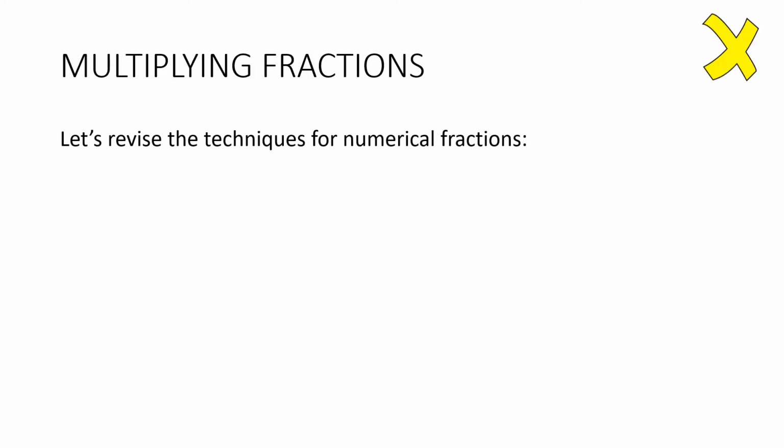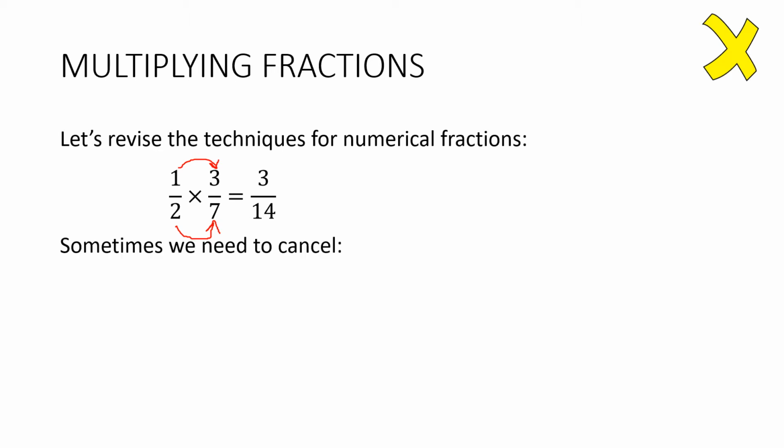Now before we get on to algebraic fractions, let's revise the techniques for numerical fractions. We're going to begin with multiplication because it's the easiest. So here's a question: a half times 3/7. All we've got to do is multiply across the top and then multiply across the bottom. Across the top, 1 times 3 is 3. Along the bottom, 2 times 7 is 14. There's our answer.